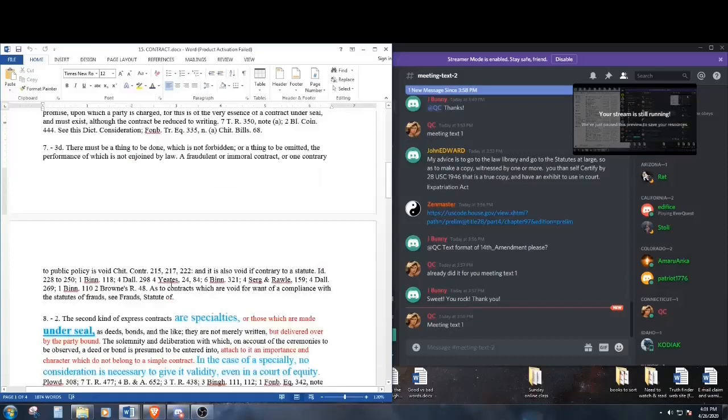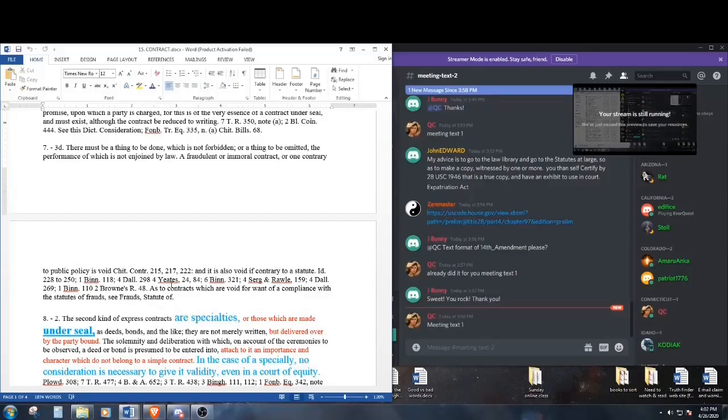So number 7, there must be a thing to be done, which is not forbidden, meaning it can't be unlawful, or a thing to be omitted, the performance of which is not enjoined by law, meaning, again, you can't say you have a license to kill or something like that, right? A fraudulent or immoral contract, or one contrary to public policy, is void, and it is also void if contrary to a statute.